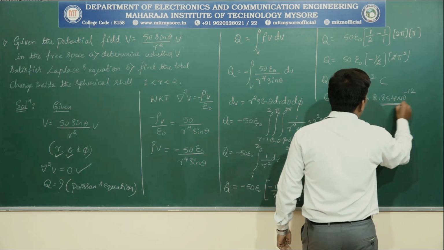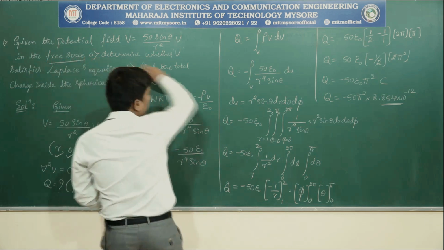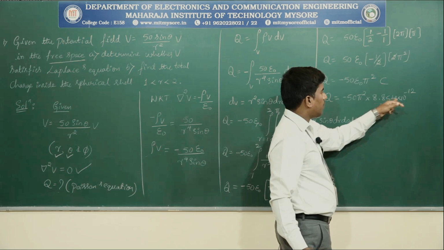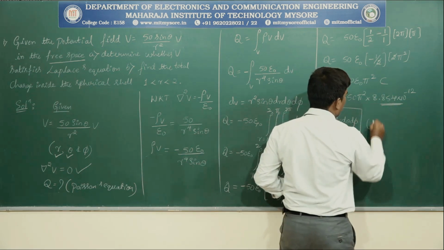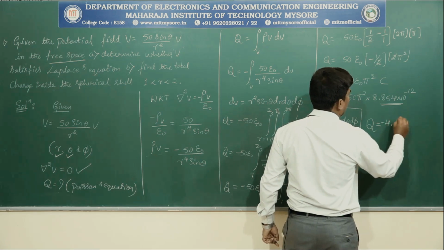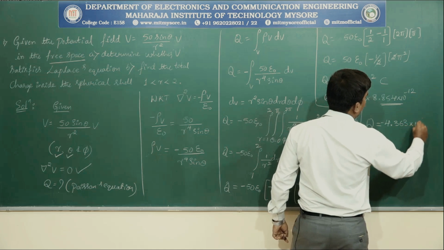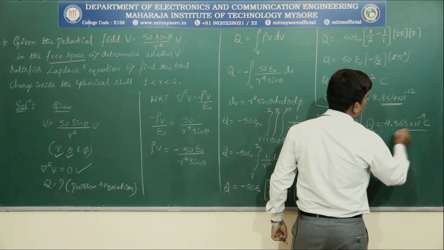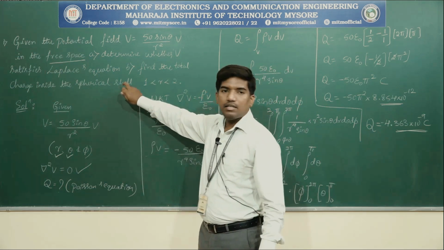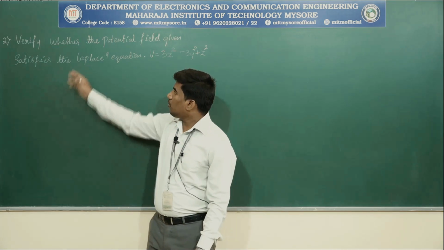What is this value? Since free space is given in the problem statement, epsilon naught is substituted as 8.854 into 10 power minus 12. After solving this, Q is equal to, charge is 4.363 into 10 power minus 9 coulomb. This is the total charge enclosed within this spherical shell. Understood? Okay, let us solve one more problem.